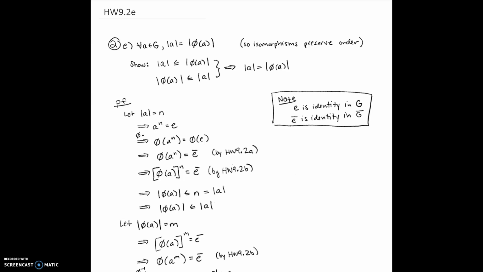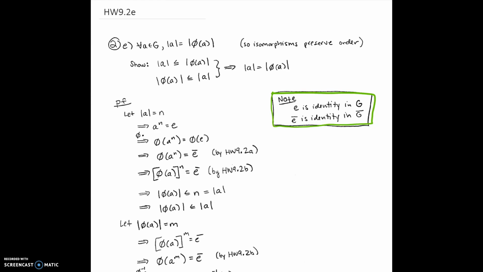So, in order to prove that they're equal, we're going to show that the order of a is less than or equal to the order of phi of a, and the order of phi of a is less than or equal to the order of a. And if they're both less than or equal to each other, then that proves that they have to equal each other. So, quick note over here, e is the identity in G, and e bar is the identity in G bar.